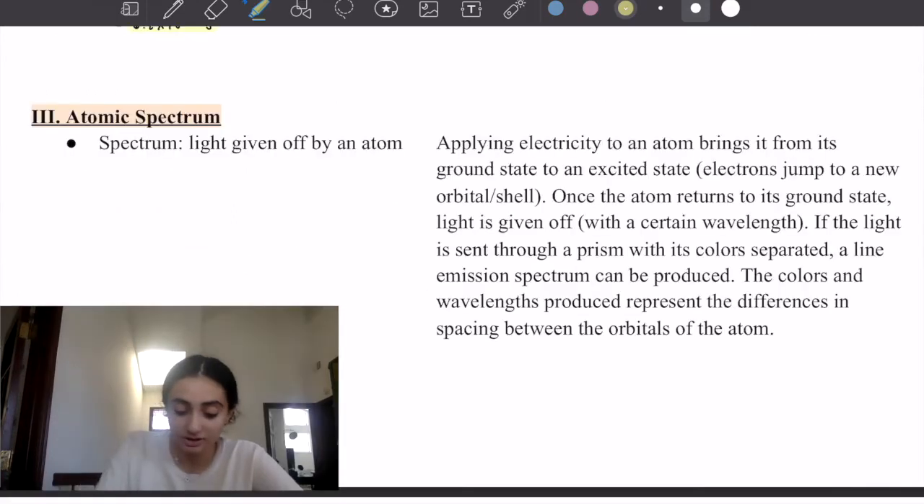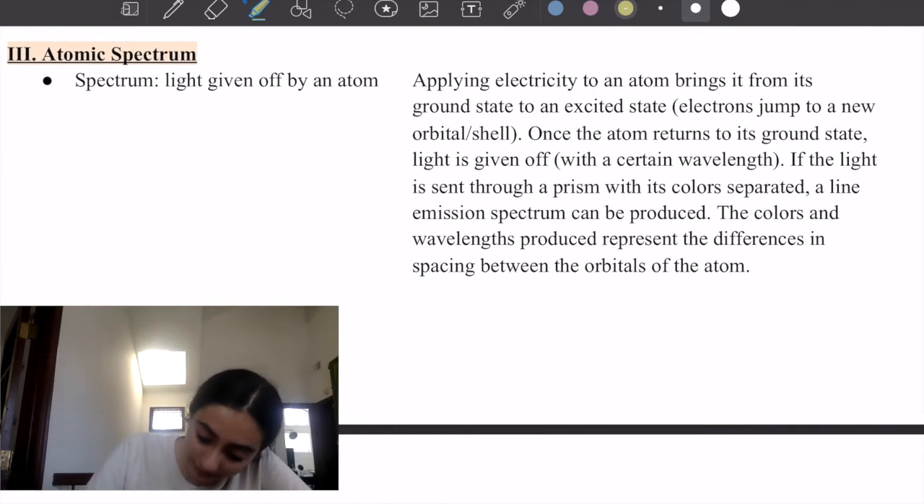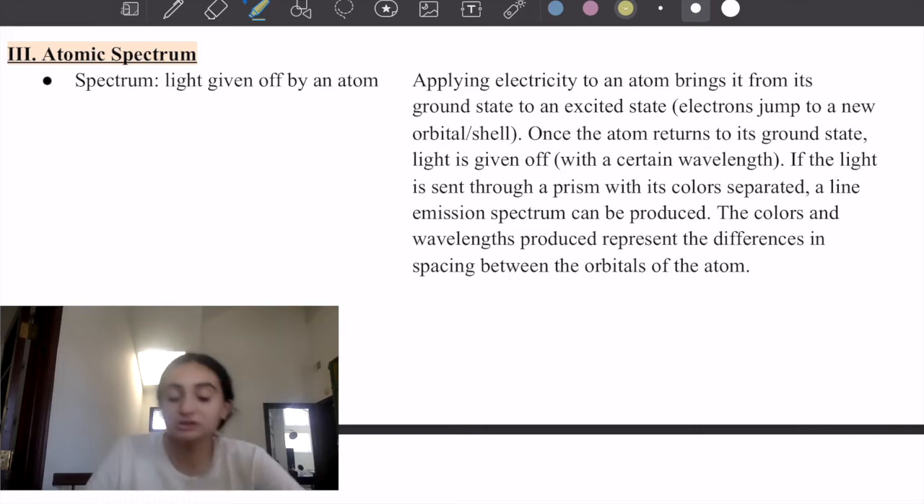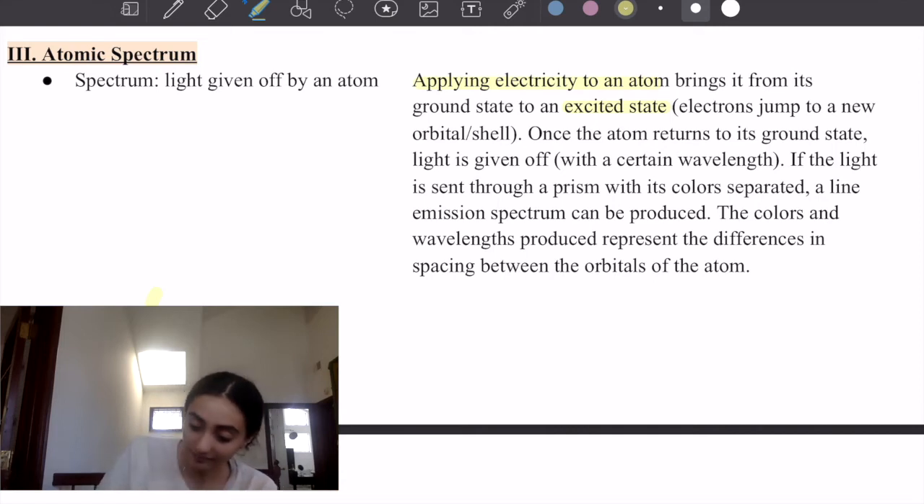So next we're going to talk about the atomic spectrum, and spectrum represents the light that is given off by an atom. So when you apply electricity to an atom, it can jump to an excited state, which basically means that an electron can jump to a new orbital. And we talked about in the previous video how Bohr diagrams represent the shells outside of the nucleus. So in an excited state, an electron can jump from, let's say, the second orbital to the fourth. And so it jumps to that state, and when it returns back to the ground state after the electricity is hit to it, light is given off by the atom.